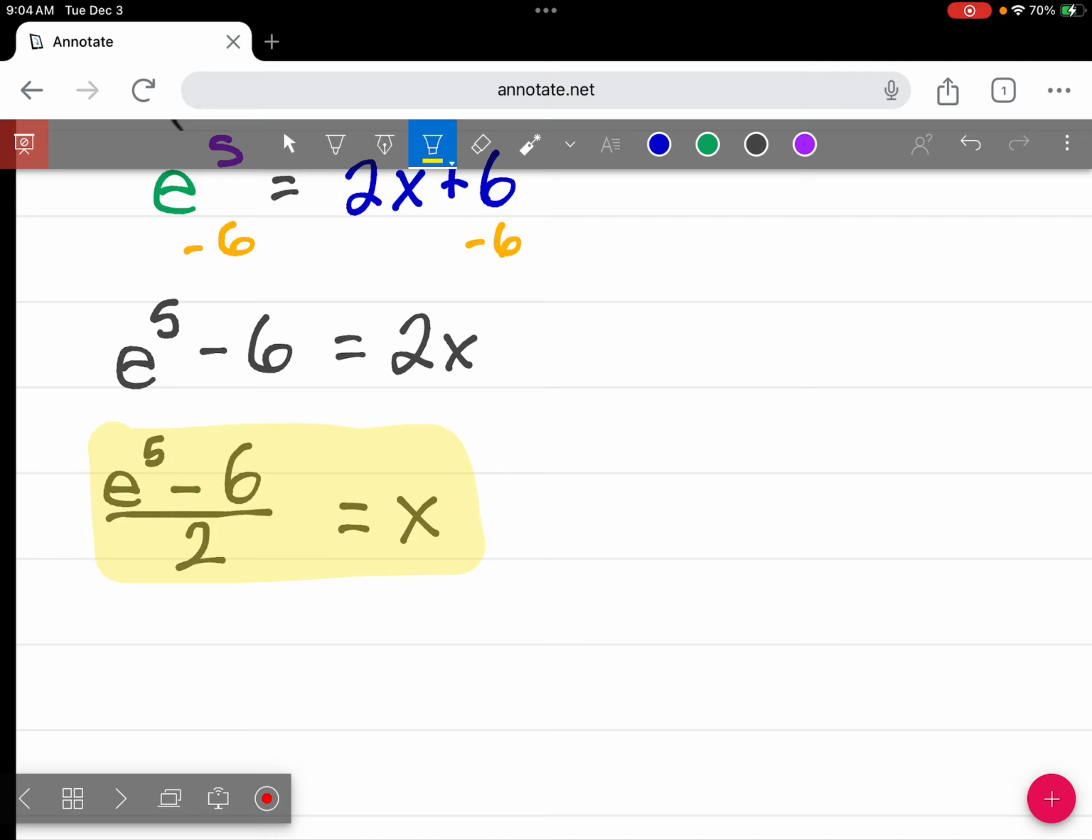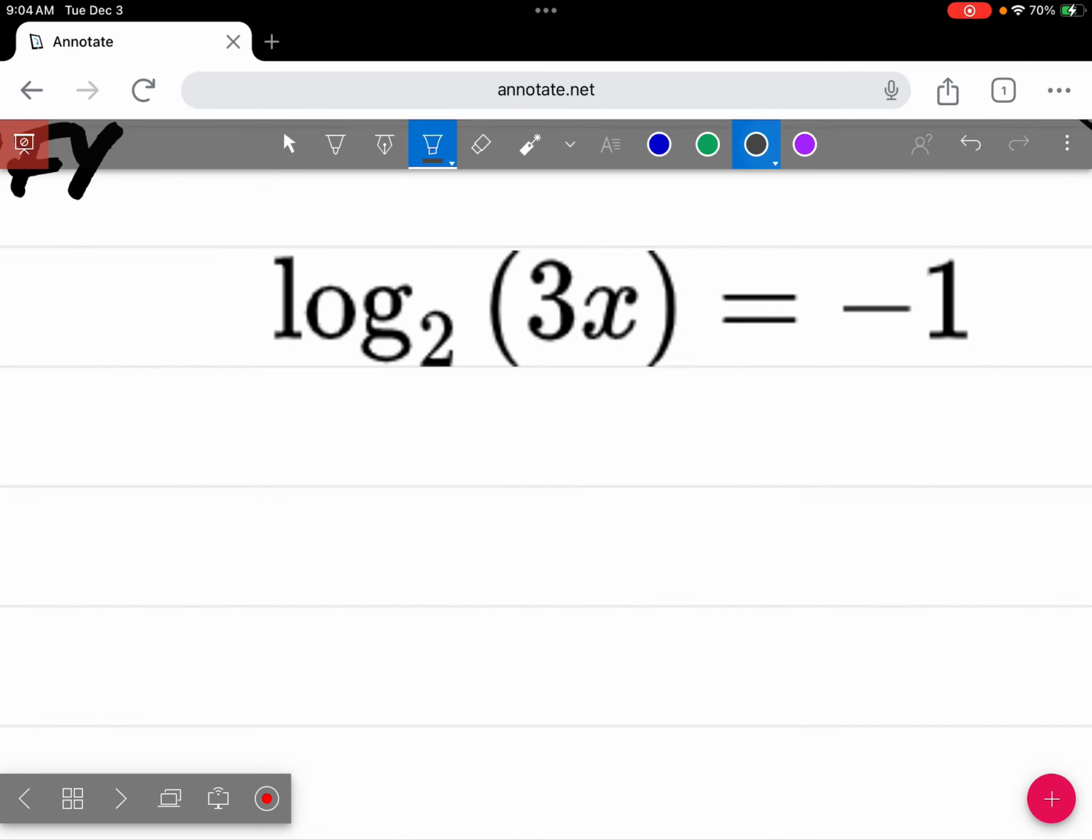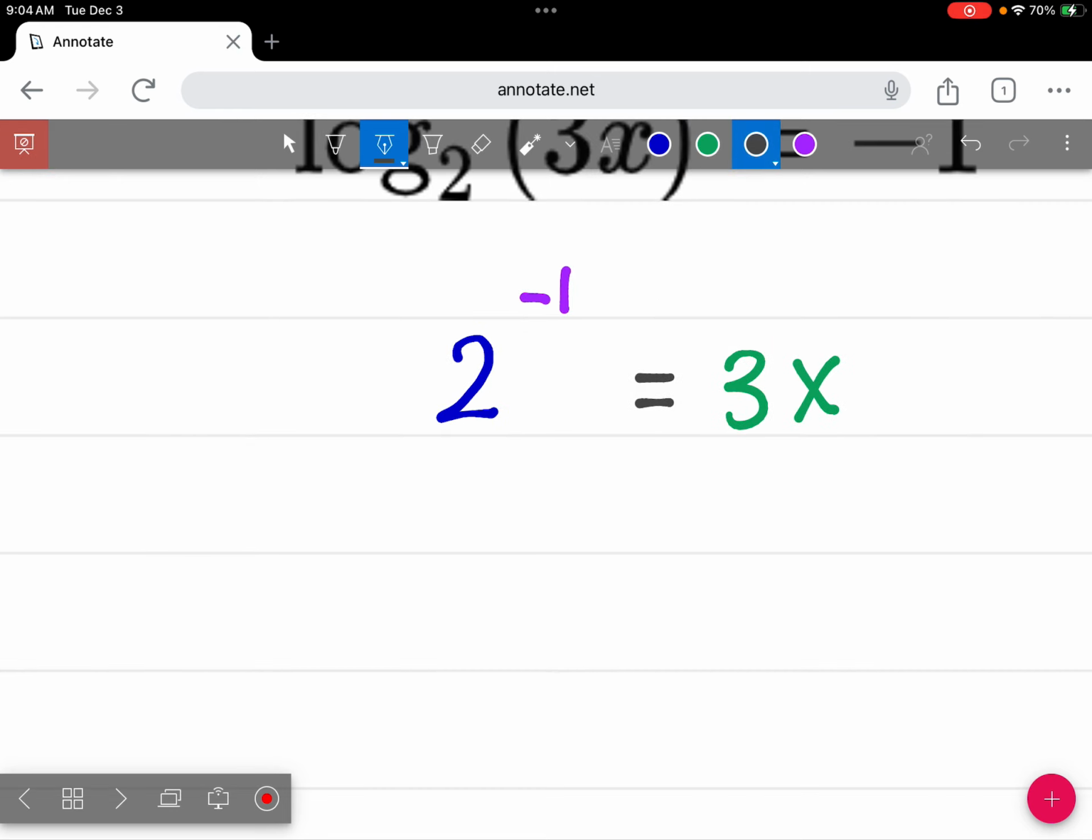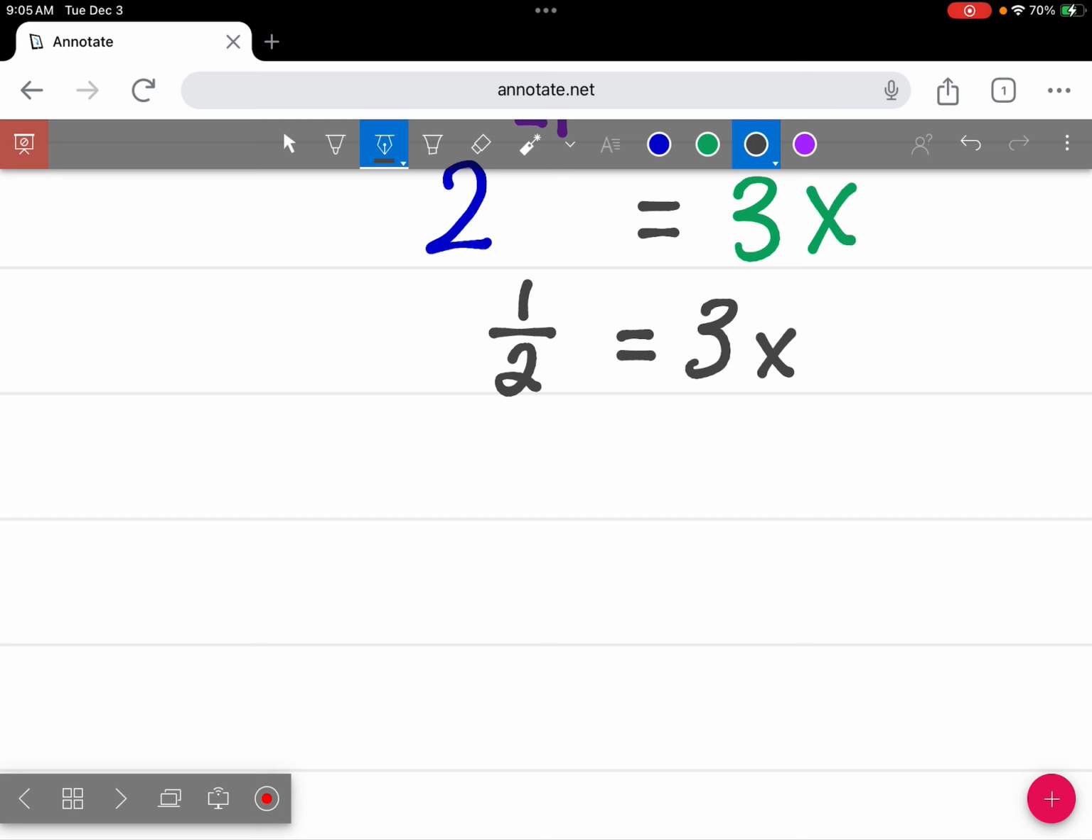How about the next one? This one is our base of 2, our power of negative 1 equals 3x. What is 2 to the negative 1? 1/2. So this is 1/2 equals 3x. So what does x equal? 1/6. Divide both sides by 3, we get 1/6 equals x.